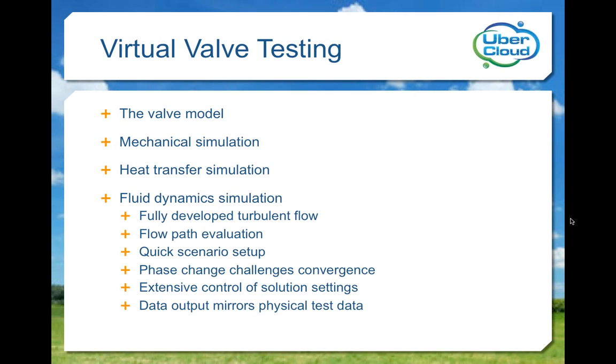We have to have several data points, with flow fully developed turbulent, plus enough data in the region where pressure drop is more than half the upstream pressure. Seamless integration between modeler and CFD software, along with quick scenario setup, would make it nice when evaluating design alternatives. Because the phase changes of the fluid we will experience in the flow path challenge convergence, we need to have extensive control of solution settings. I also expect the simulation results to mirror physical test data.